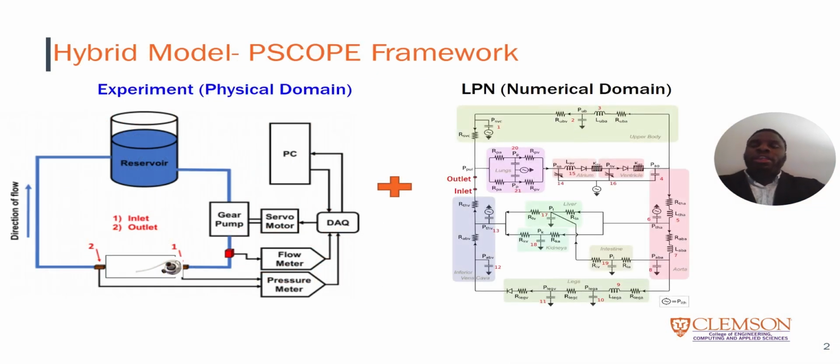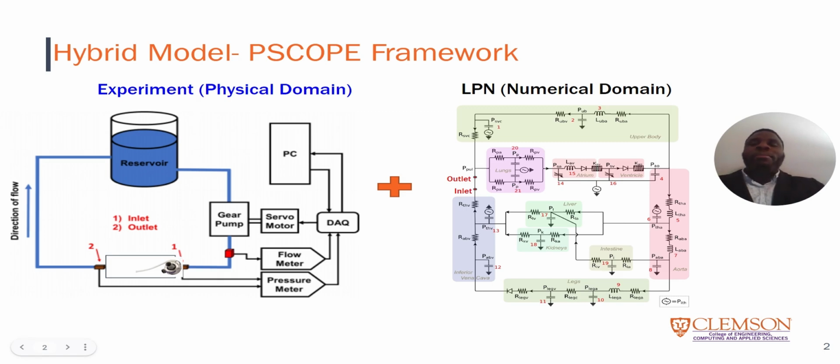The physiology simulation coupled experiment framework, SCOPE, is a hybrid modeling framework that couples a lumped parameter network simulation, known as an LPN for short, to a physical experiment, essentially achieving a closed loop feedback between the simulated physiology in the LPN and fluid dynamics in the modeled experiment.